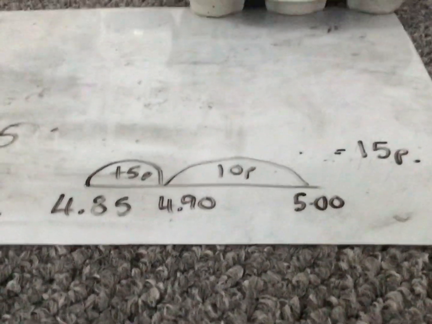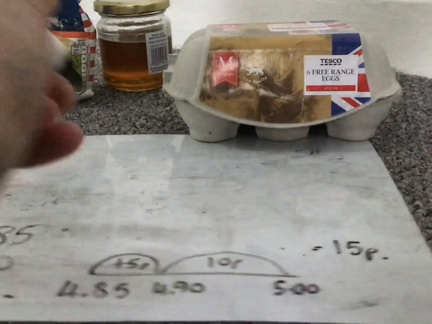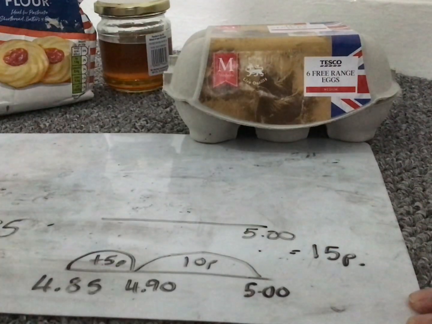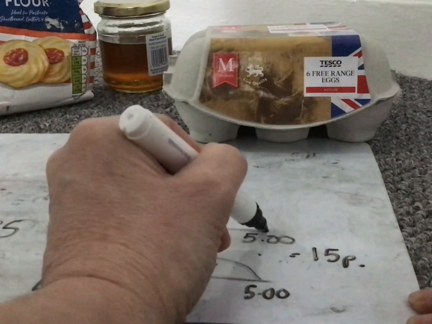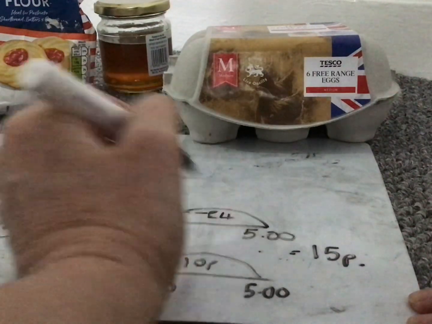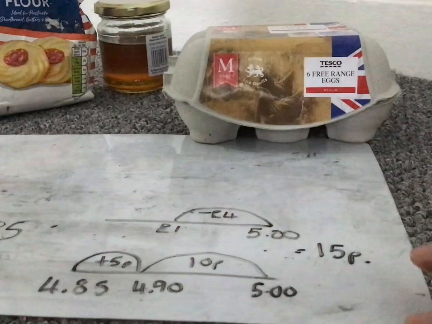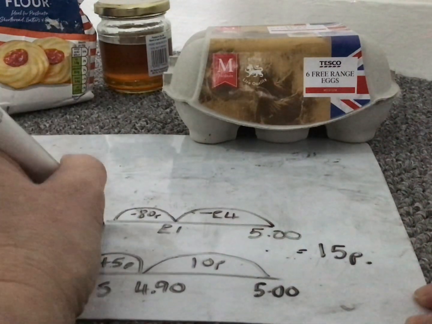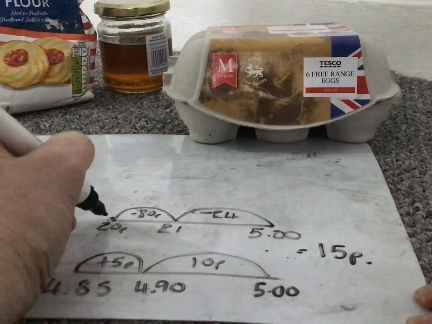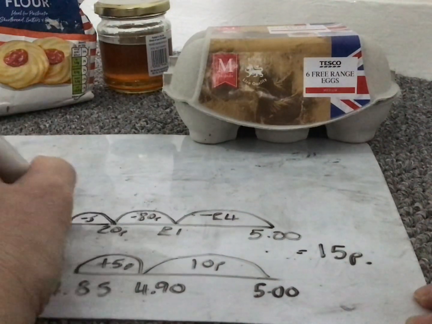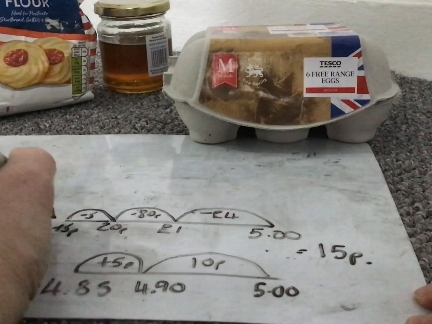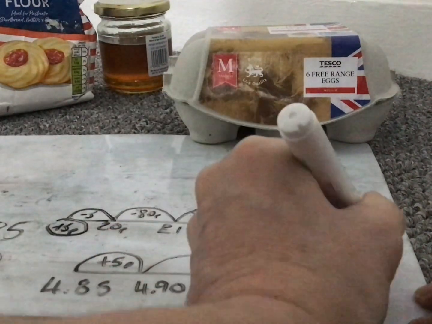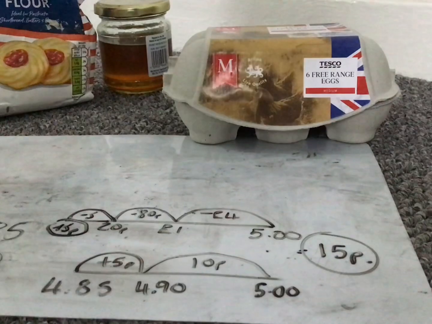Another way that we could have done that, if we're more comfortable taking it away, we could draw our line and our £5 that we've paid, and the goods cost us £4.85, so I'm going to take away my £4, which would leave me with £1. I'm going to take away my 80p, which would leave me with 20p, and I'm going to take away my 5p, which would leave me with 15p, and that would be my change from my £5 and taking away my £4.85. I would get 15p change, and I've looked at that in two different ways.